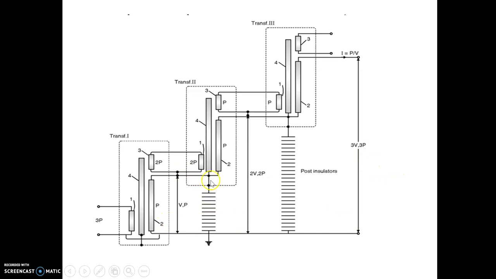Now another fact you have to understand: this transformer will be at earth potential as usual. You know this is at earth potential because here it is 100 kilovolt. So this terminal will be at earth potential and this will be at 100 kilovolt. See, now this is at 100 kilovolt. So this tank of transformer 2 will be at 100 kilovolt. This terminal is not at earth potential, it is at 100 kilovolt.